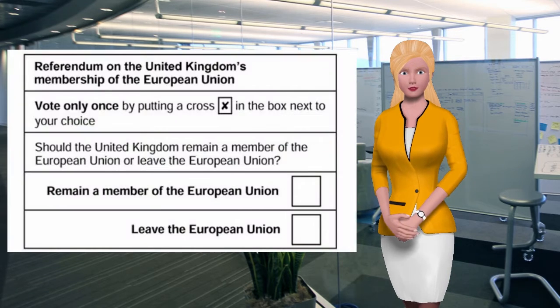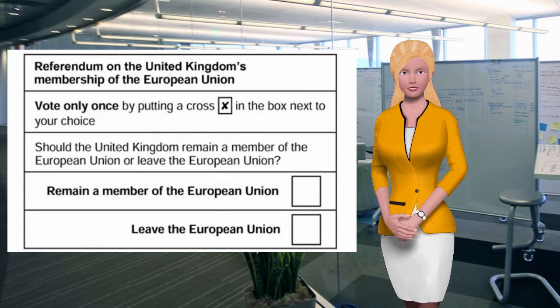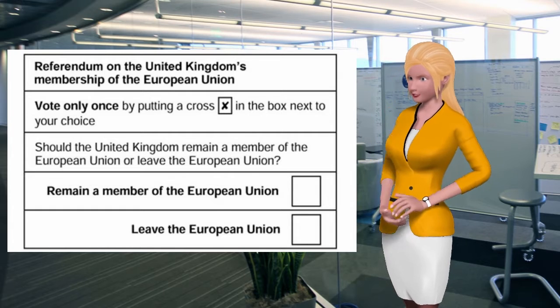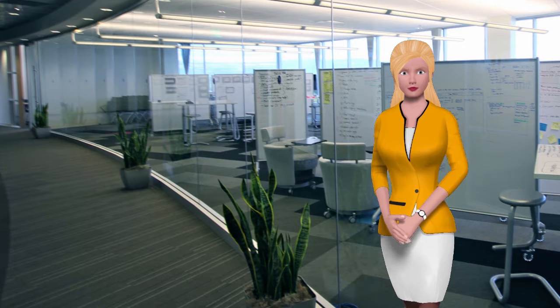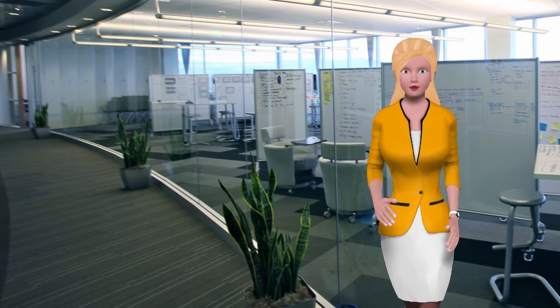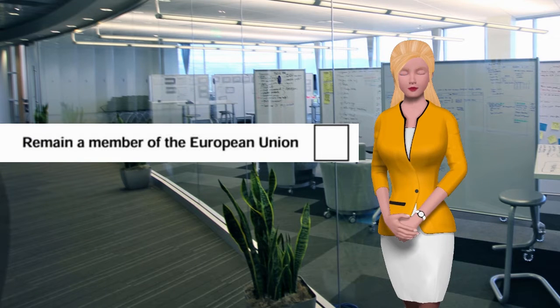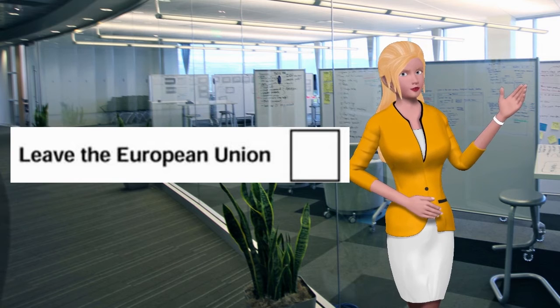Let us take a look at a ballot paper. The one we are going to use as an example is the ballot paper used in the 2016 United Kingdom European referendum. As you can see, the ballot paper is set out in a very simple manner. This is done so as not to confuse people. On this particular ballot paper you had two choices. The choices were remain a member of the European Union, or leave the European Union.